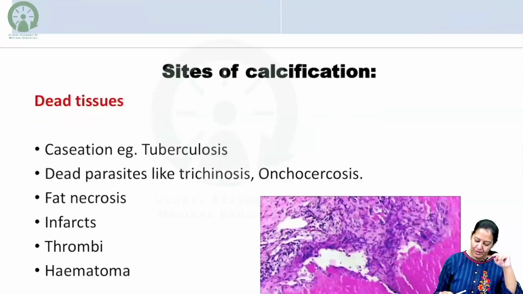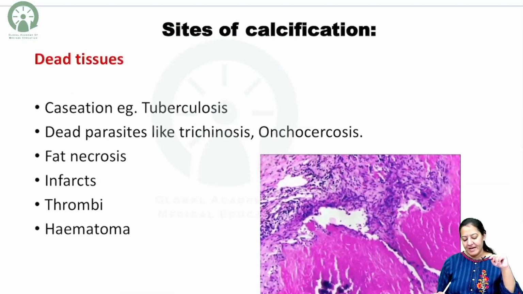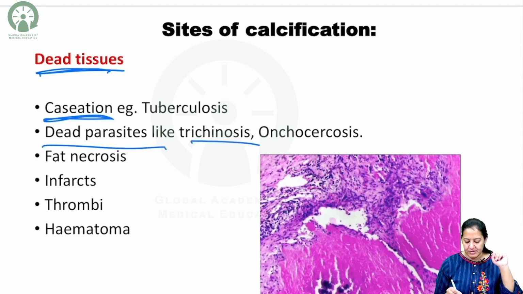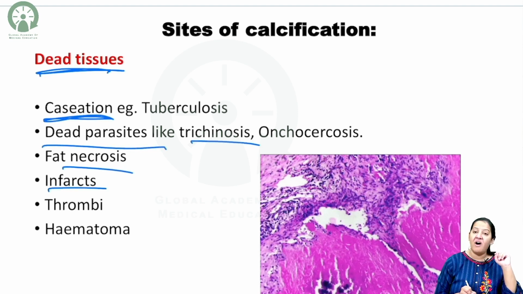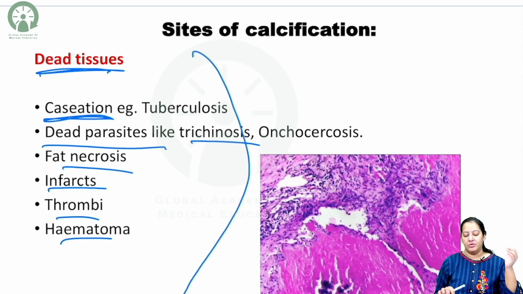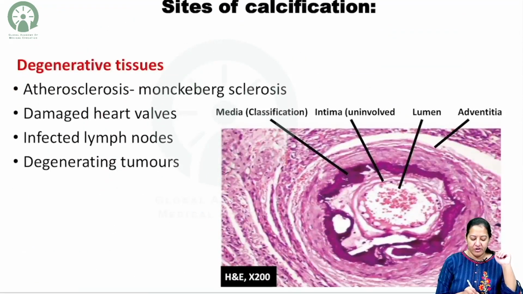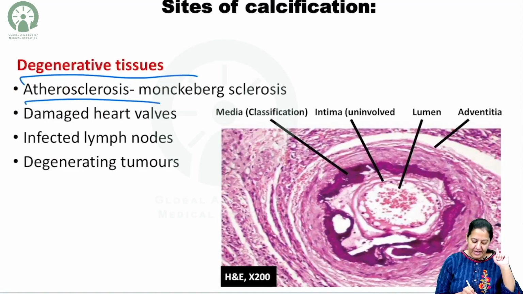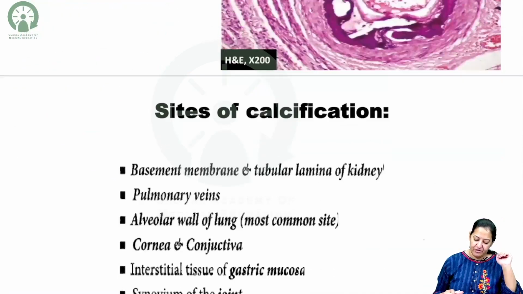Now let me tell you the sites and causes of each of them. Let's start with dystrophic calcification. Can you tell me the names of the dead tissue? Dead tissue can be caseous necrosis. It can be dead parasites like trichinosis, fat necrosis, infarcts, that is coagulative necrosis, thrombi and hematoma. These are all dead tissue. Can you tell me examples of degenerative tissue? Examples are atherosclerosis, damaged heart valves, infected lymph nodes, degenerative tumors. These are the examples of degenerative tissue, right?